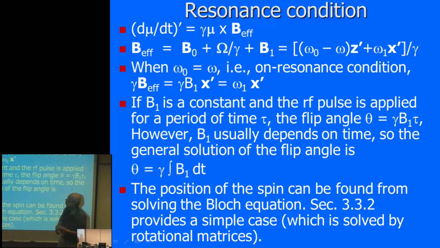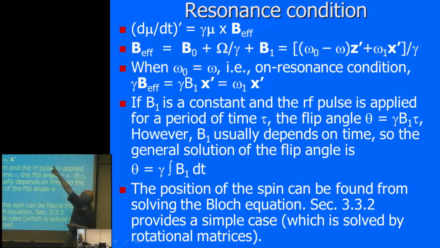Now you may remember the B effective. At the very beginning, I showed you B effective is just B naught plus capital omega divided by gamma. But now, because I'm adding the RF field, I'm adding that B1 field, so all of a sudden I have this B1 component in there. And then when we write it out, actually we have this whole thing.